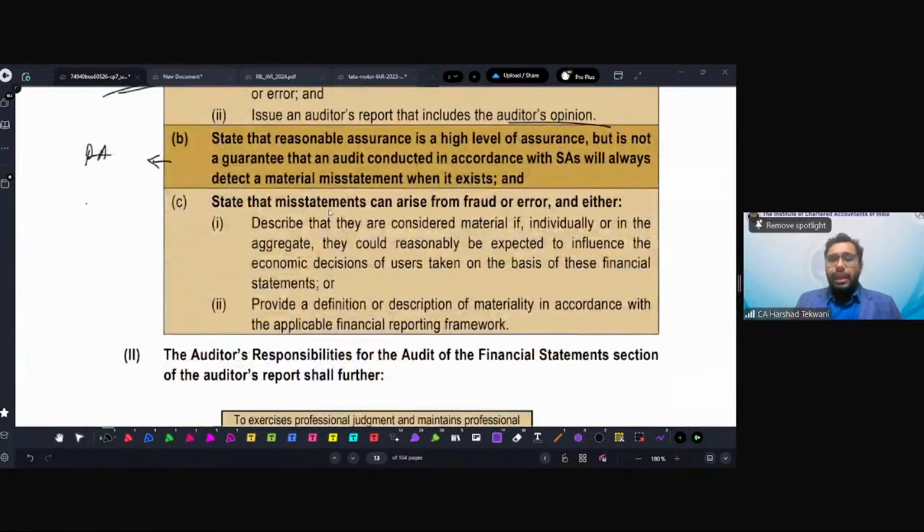Then mention about misstatement that can arise from fraud and error. Okay. First, we are talking about material misstatement and materiality. Then we are talking again about the materiality, that what is materiality? What is the materiality concept coming from as per the applicable financial reporting framework? Okay. So materiality and material misstatement, that is something being discussed.